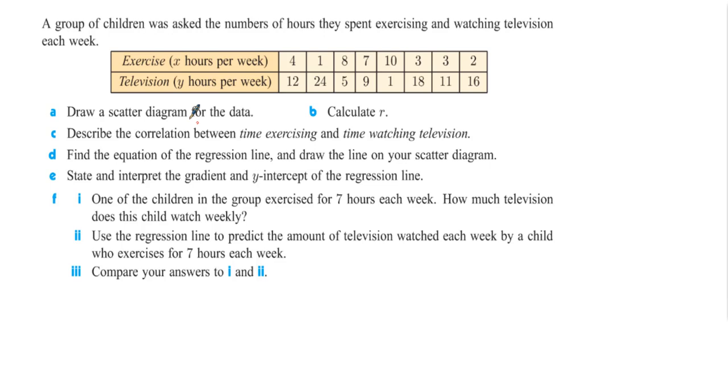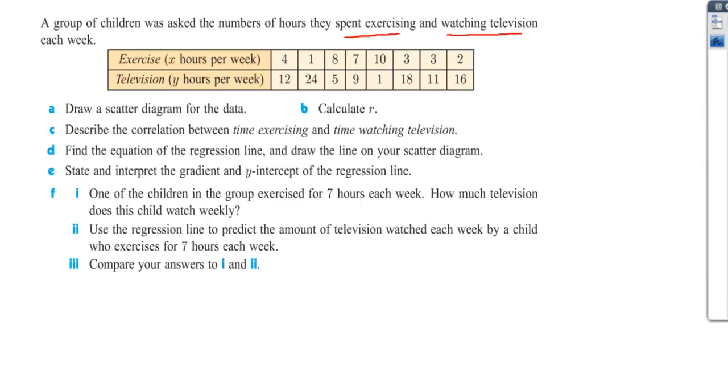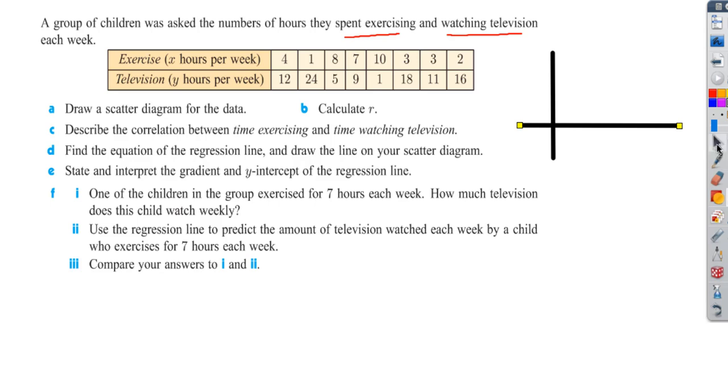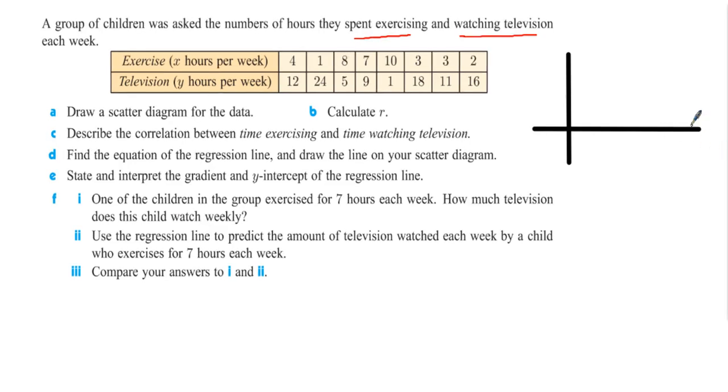One question. There is a group of children who were asked about the number of hours they spend exercising and watching television. So what do we do? We need to draw a scatter diagram and calculate r, the Pearson correlation coefficient. We can do it by hand, but also we can see it on the calculator. We know how to do it. Yes, for example, here we need to put time for exercise, and this will be time for television.